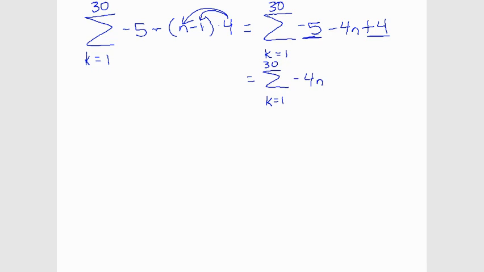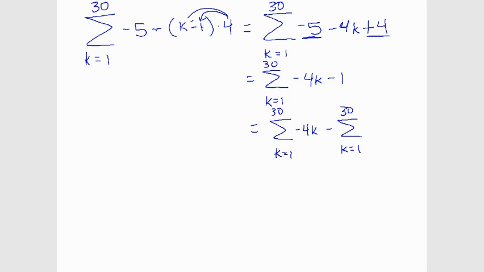And actually, I should be writing a k there. I made that mistake. Let me fix that. So 4k, and then right here, k. All right, sorry about that. -5 plus 4 is -1. So what I'll do is what I did before, separate this into, that is bad. I'm going to rewrite that. That's awful. So the sum from k equals 1 to 30 of negative 4k minus the sum from k equals 1 to 30 of 1.